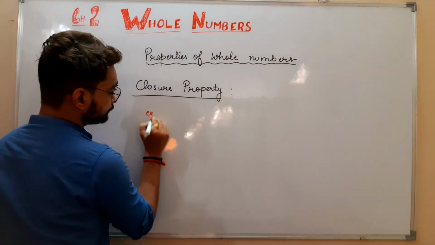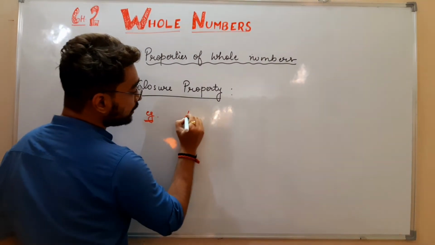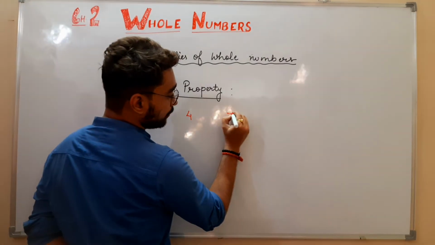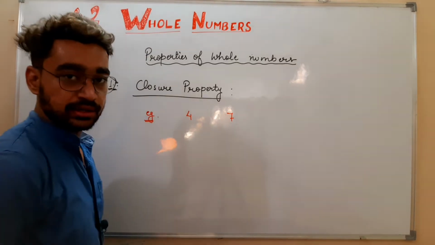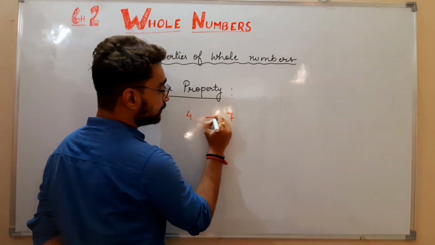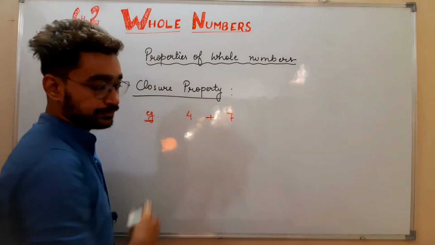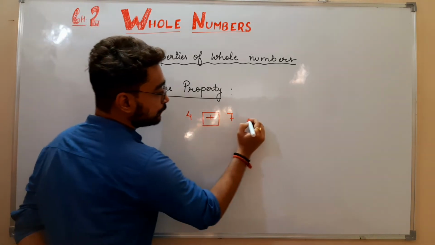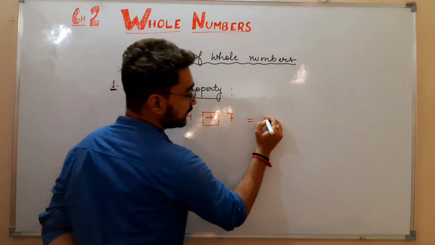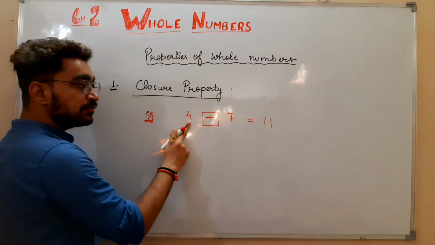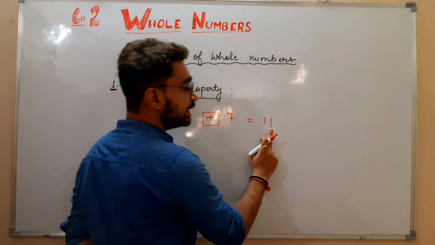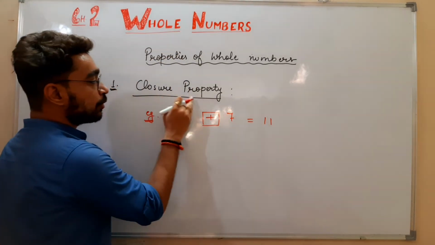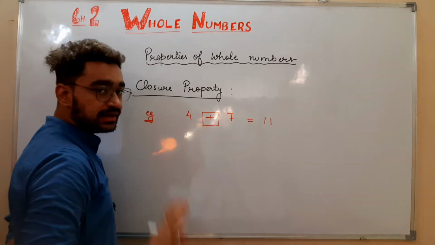Example: 4 is a whole number, right? And 7 is a whole number, right? I am adding them, 4 plus 7. First I am trying the addition between them. So 4 plus 7, how much? 11. 4 is a whole number, 7 is a whole number, 11 is also a whole number. So I can say that closure property is applicable in the case of addition.